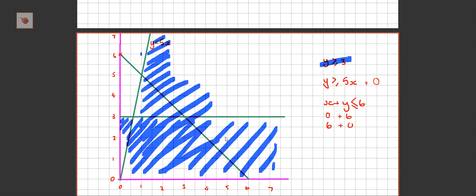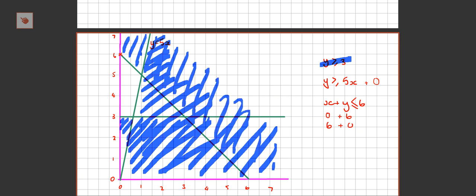So this is where you can't assume it's the one in the middle. But what it is, there is an option. So we've got x plus y has to be less than 6. So that's going to be below this line. So we shade above it. So our region is actually this one.